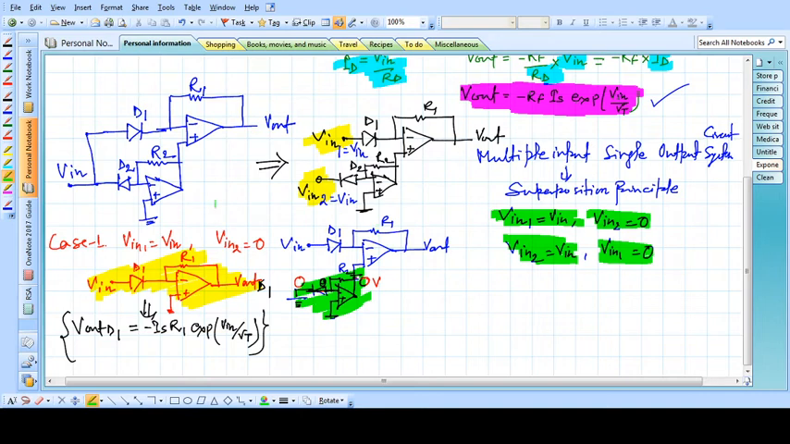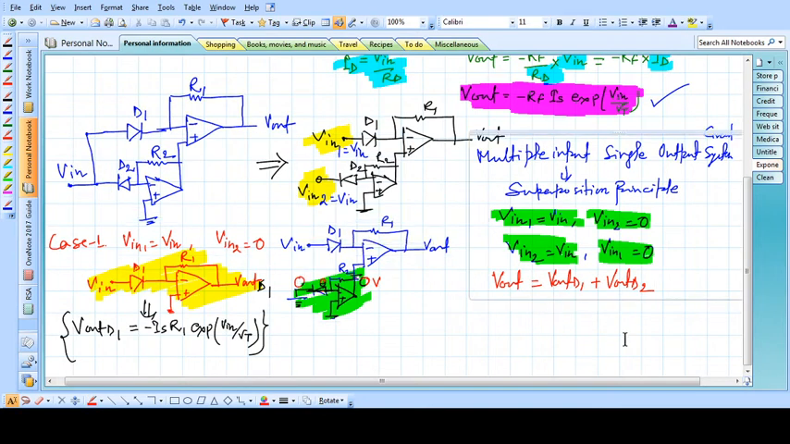So one more thing. Our aim is to find the V output due to diode D1 plus V output due to diode D2, the superposition principle. Okay, this one is the superposition principle. Okay, so now for the next one, for case 2, now we will do.